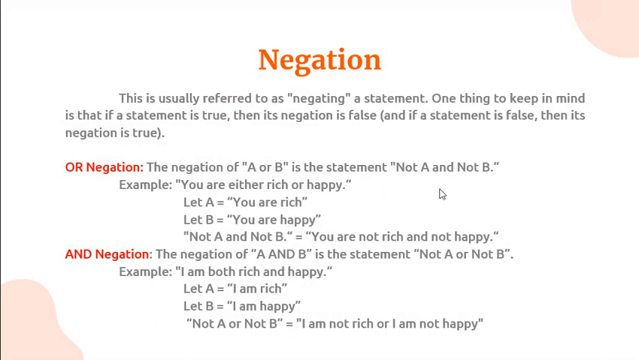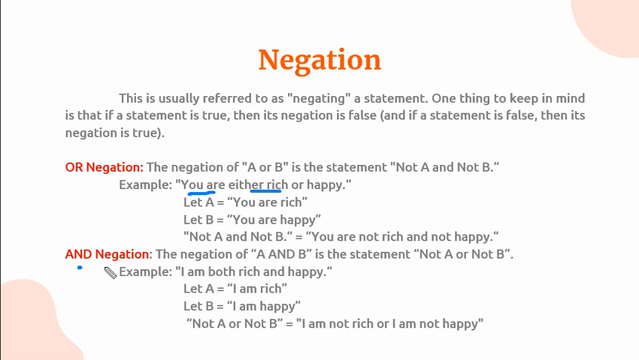Okay, so the OR statement will become not A and not B. So for example, here, you are either rich or happy. Let A be you are rich, and B is you are happy. So the negation of this statement, since it is not A and not B, is very simple, no? It becomes: you are not rich and not happy.